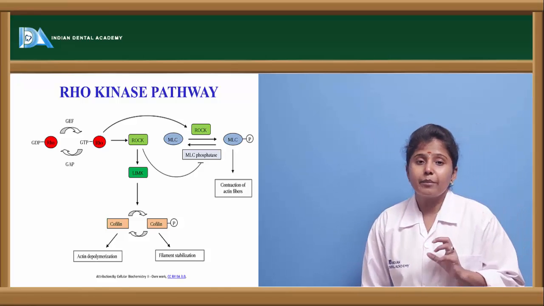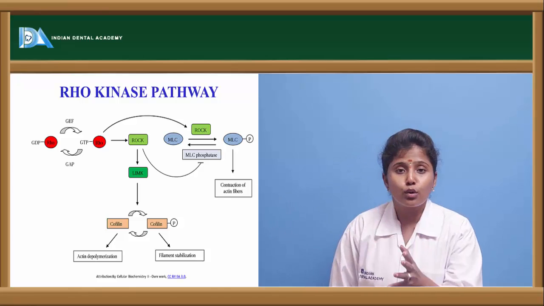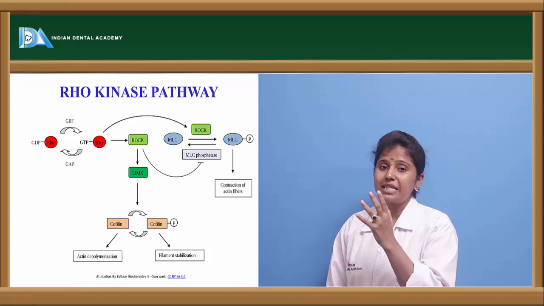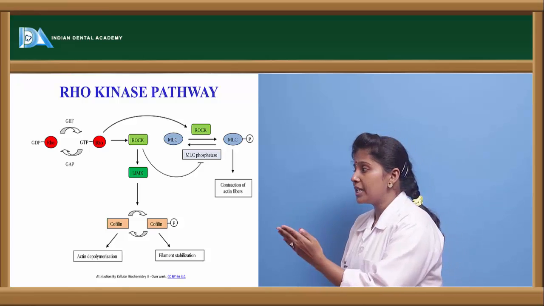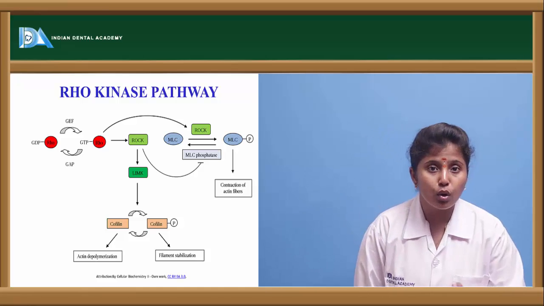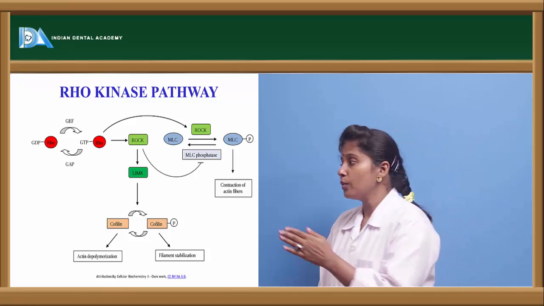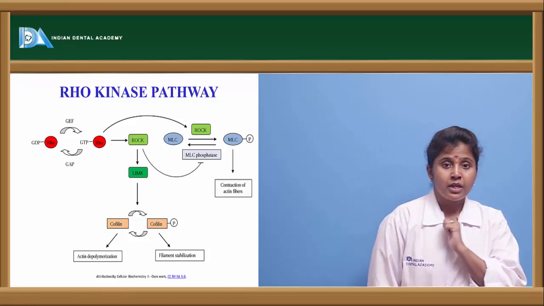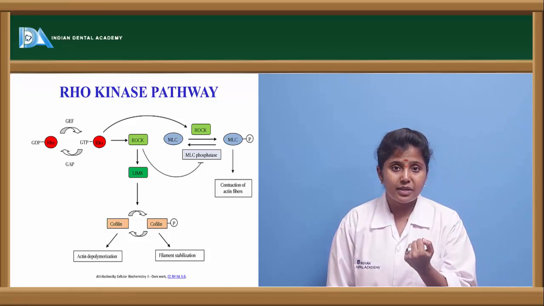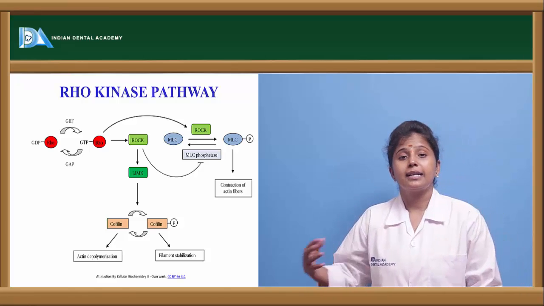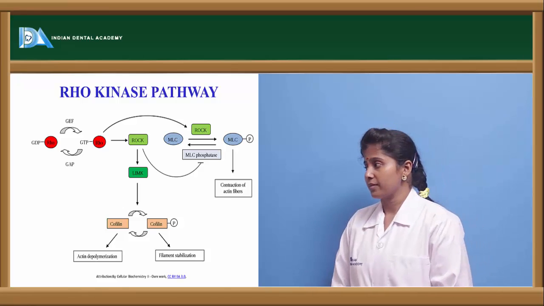The other one is the Rho kinase pathway. So Rho is an important factor here. Once the GTP is converted to GDP, the Rho is converted to Rho kinase. When Rho kinases are formed, they play a very important role in the conversion of myosin light chain to myosin light chain phosphate. So they will allow the phosphorylation of myosin light chain with the help of an enzyme called myosin light chain kinase, and thereby they aid in the contraction of the muscle fibers.